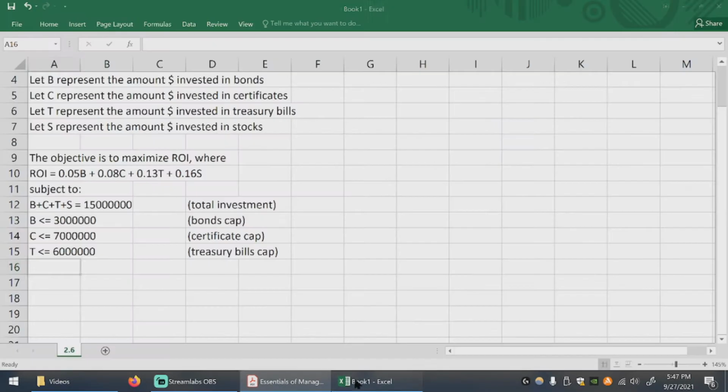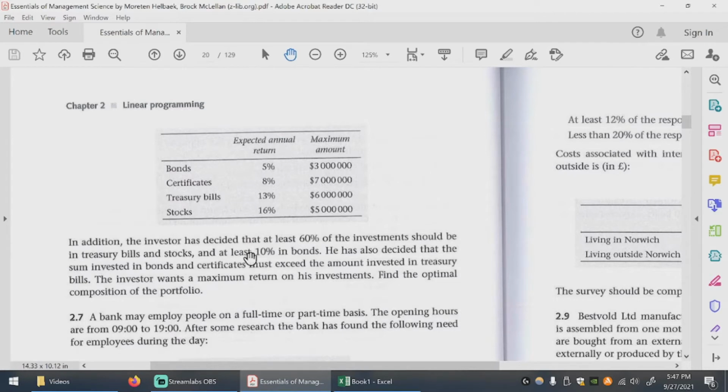Stocks cap out at 5 million. All right, the amount invested in stocks should not exceed 5 million. That is my stocks cap. There we go. Those are the constraints as I am reading them so far. There may be more. In addition, there is more.